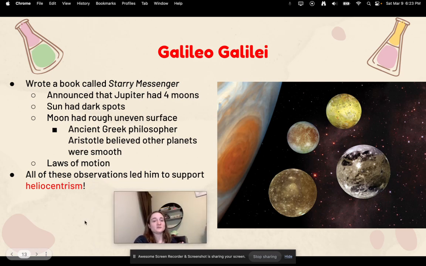So he wrote a book called The Starry Messenger, and in that book he announced that Jupiter has 4 moons. He also found that the sun had a dark spot and that the moon had a very rough, uneven surface. So ancient Greek philosophers such as Aristotle believed that the planets were smooth because they didn't have telescopes good enough to actually see the surface of the planet. So this was a pretty revolutionary idea that Galileo Galilei discovered, that the moon had an uneven surface. And then all of his observations also supported heliocentrism.